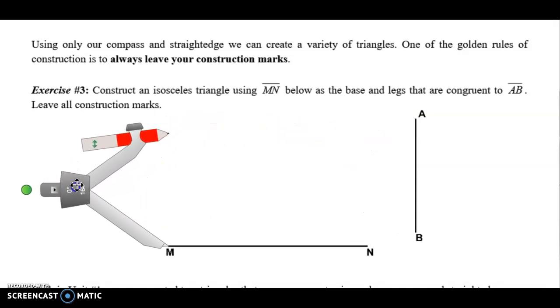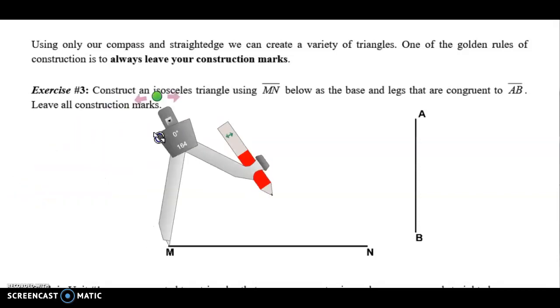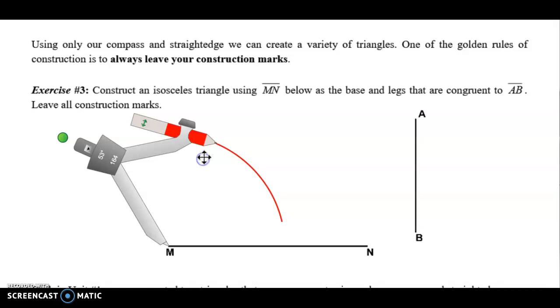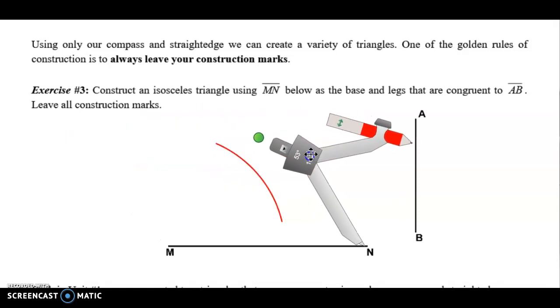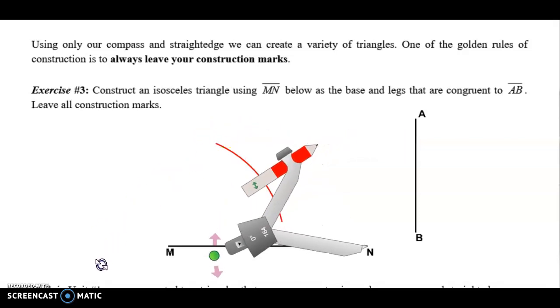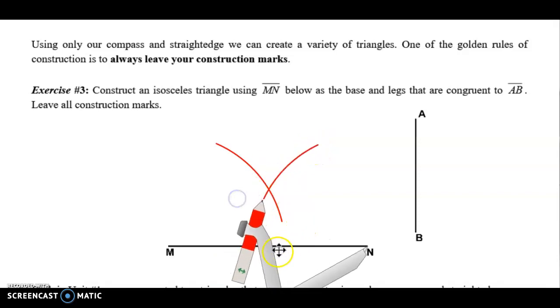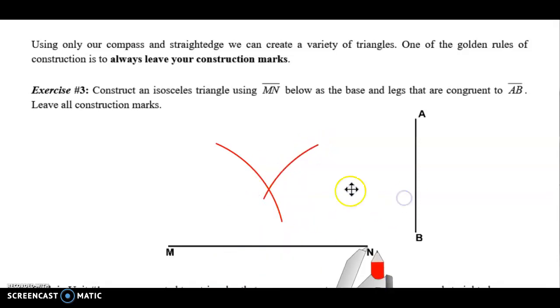I now come over here to point M. Leaving the radius that I just drew, I can draw a complete circle or I can just draw an arc. I know that my third point of this triangle is going to be up above, so I just need the arcs up above. Then I'm going to come over here to point N with the same exact radius that was AB, and I'm going to draw an arc. Where those two arcs meet, that is the third point of my triangle, okay?